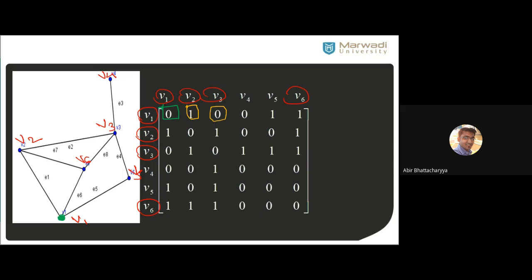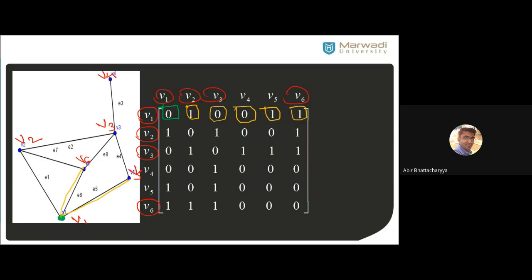Clear? V1 to V4, there is no connection. This is V1, this is V4, no connection, right? So I put 0. V1 to V5, one connection is there, that is 1. V1 to V6, another connection is there, so 1. So 1 and 0, 1 and 0, like that you have to go on.